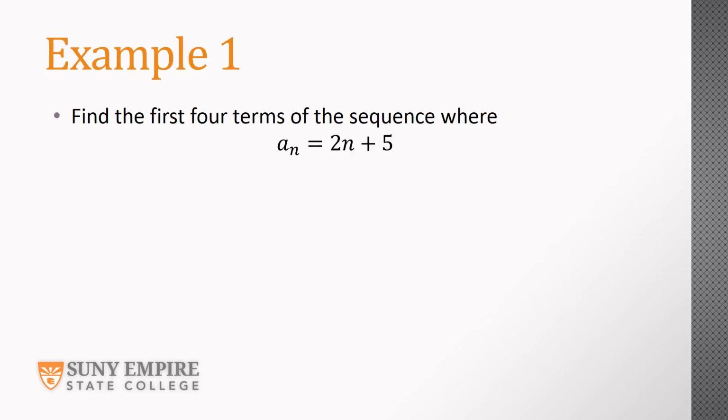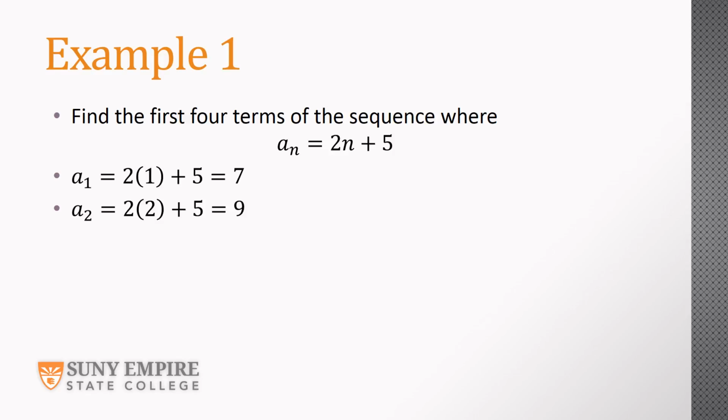Suppose we want to find the first four numbers in the sequence where the general term a sub n is defined by the function 2 multiplied by n plus 5. So to find a sub 1, we plug in 1 for n. We have 2 multiplied by 1 plus 5. This gives us a sub 1 equal to 7.